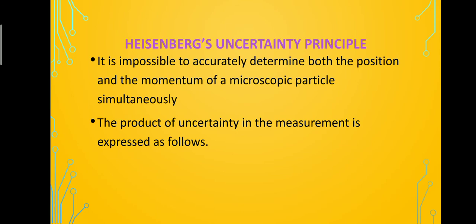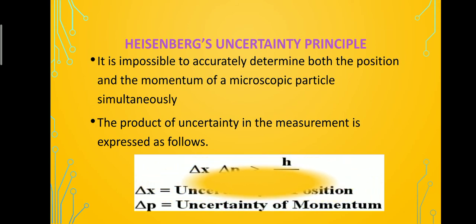And the product of uncertainty in this measurement is expressed as del x into del p is greater than or equal to h by 4 pi, where del x is the uncertainty in position and del p is the uncertainty in momentum.